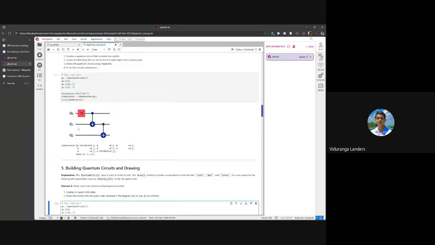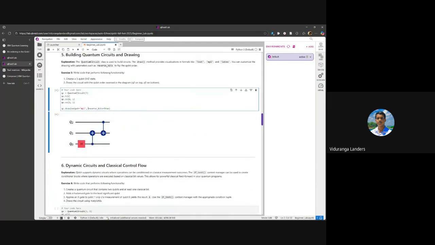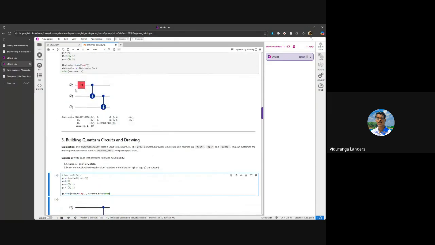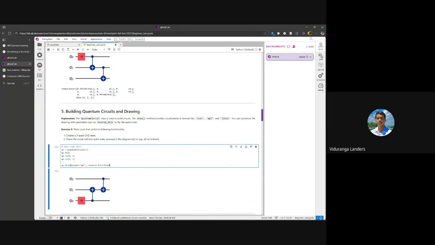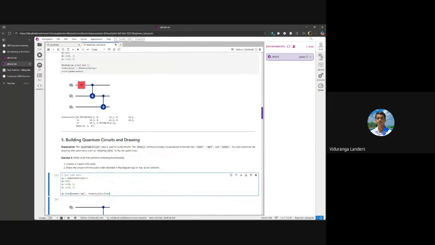Also, here we had the 0th bit at the top. You can have this additional parameter for the draw function, reverse_bits=True. In that case, you would have the 0th bit at the bottom and the most significant bit at the top. That's based on your preference. Again, as I mentioned, you don't have to use the display function. You can just use qc.draw as well. It's just your quantum circuit name and this draw function.